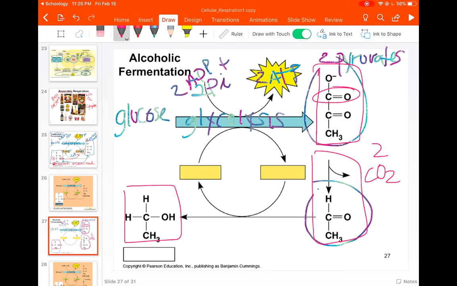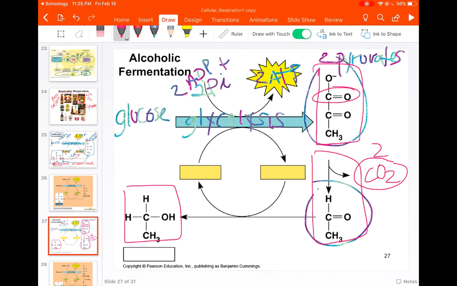This is why there are bubbles in wine. This is why there are bubbles in beer. This is also why when you cut open a piece of bread, you see small holes. They actually come from the CO2 being released. So the biggest difference between alcoholic and lactic acid fermentation is the release of CO2.